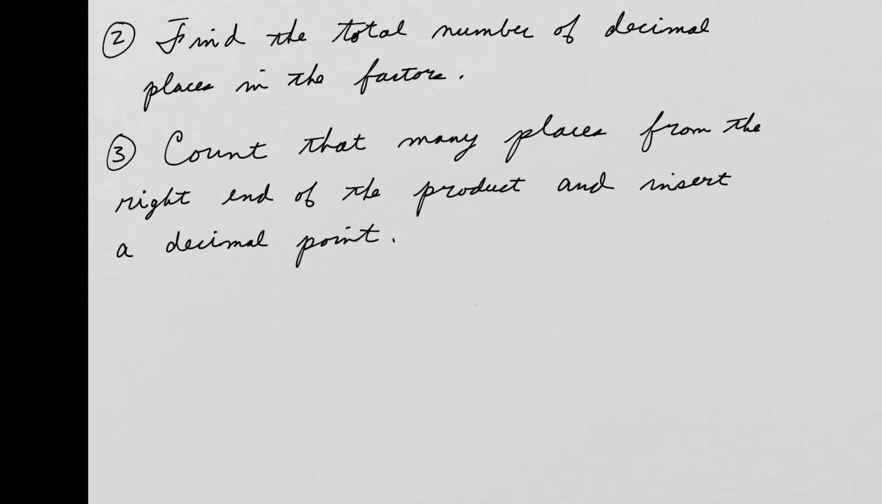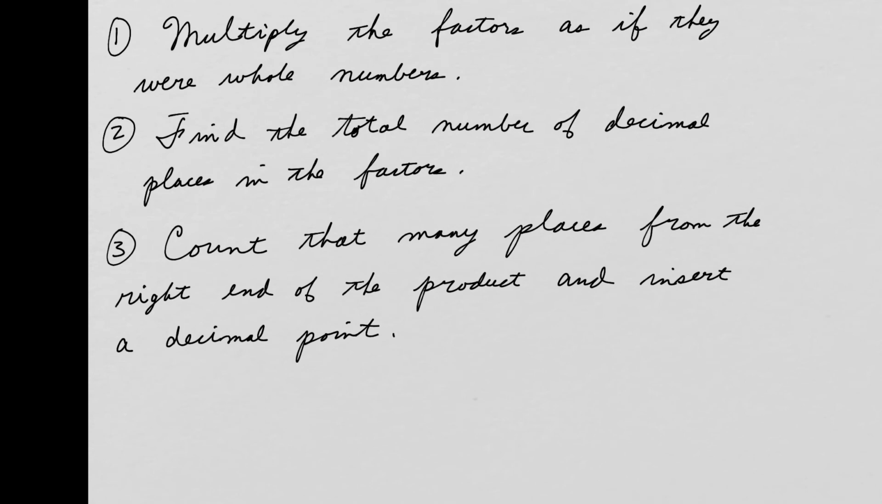Okay, so again, I'll give you a second to write these down. So step 1, multiply the factors as if they were whole numbers. Then step 2, you want to find the total number of decimal places in all the factors. And then you want to count that many places from the right end of the answer, of the product, and insert a decimal point. Okay, so let's do some examples that illustrate this.